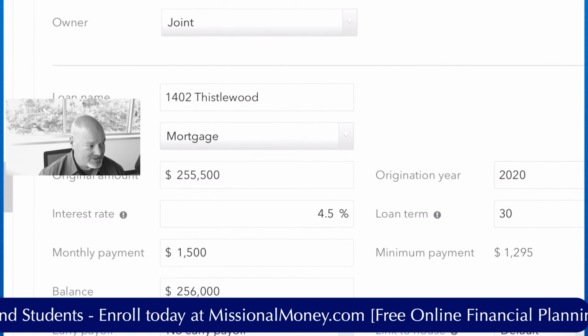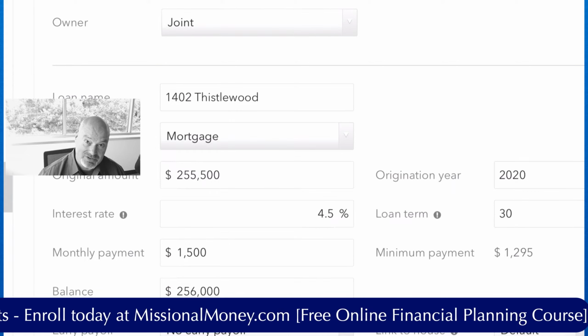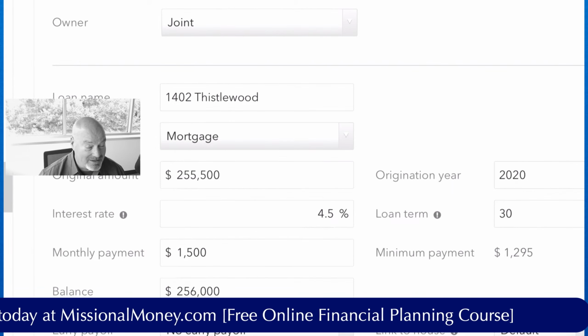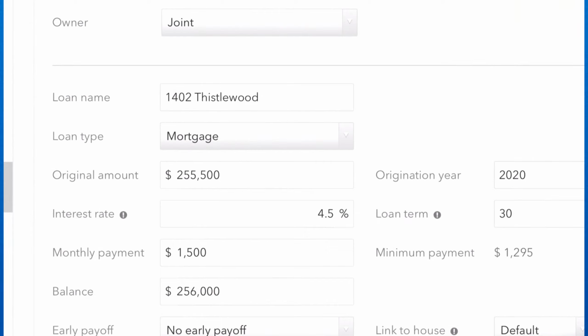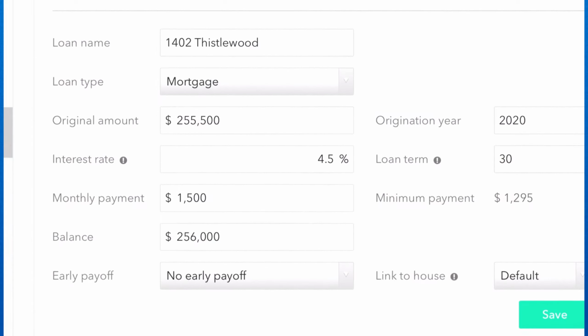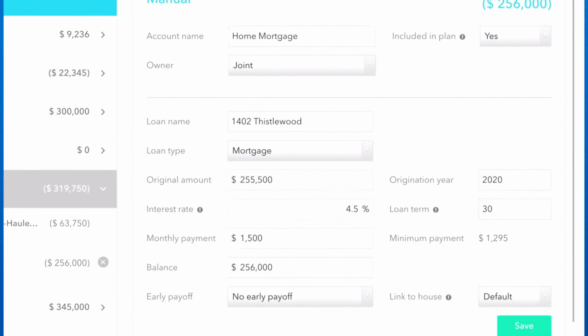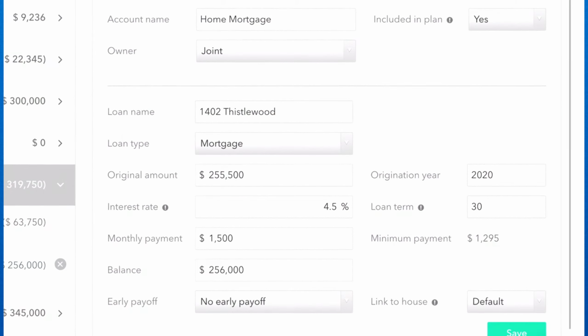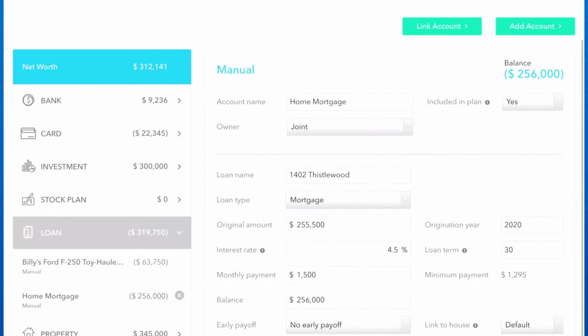So I think I still have my face going, which is a little scary. So I'm going to go ahead and get rid of my face now and just show you what's on my iPad as I'm playing with this financial plan. So here we go. We've got those three loans: the mortgage, the credit card, and the toy hauler.